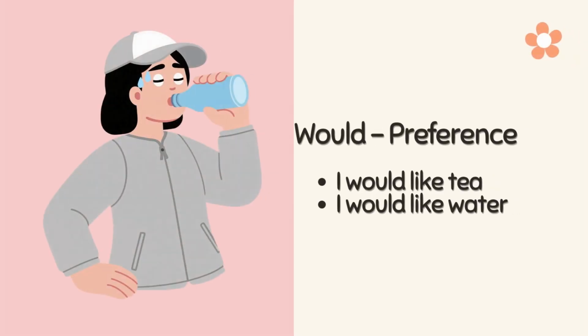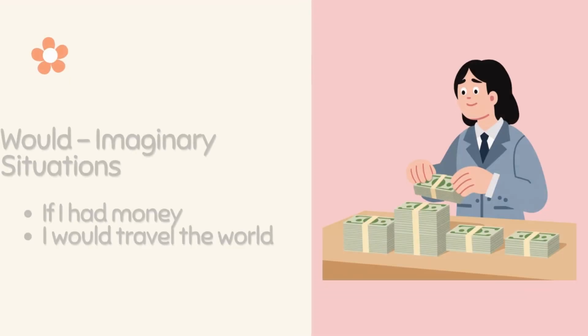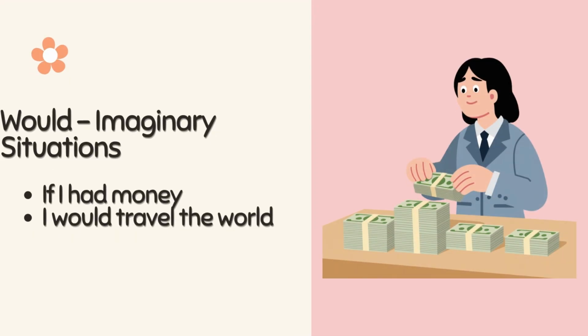We use would to talk about preferences also. For example, I would like tea. I would like water. This is a very common phrase in restaurants, hotels, and workplaces. We also use would for imaginary situations, things that are not real right now. For example, if I had money, I would travel the world. This means that you don't have money now, but you're imagining.